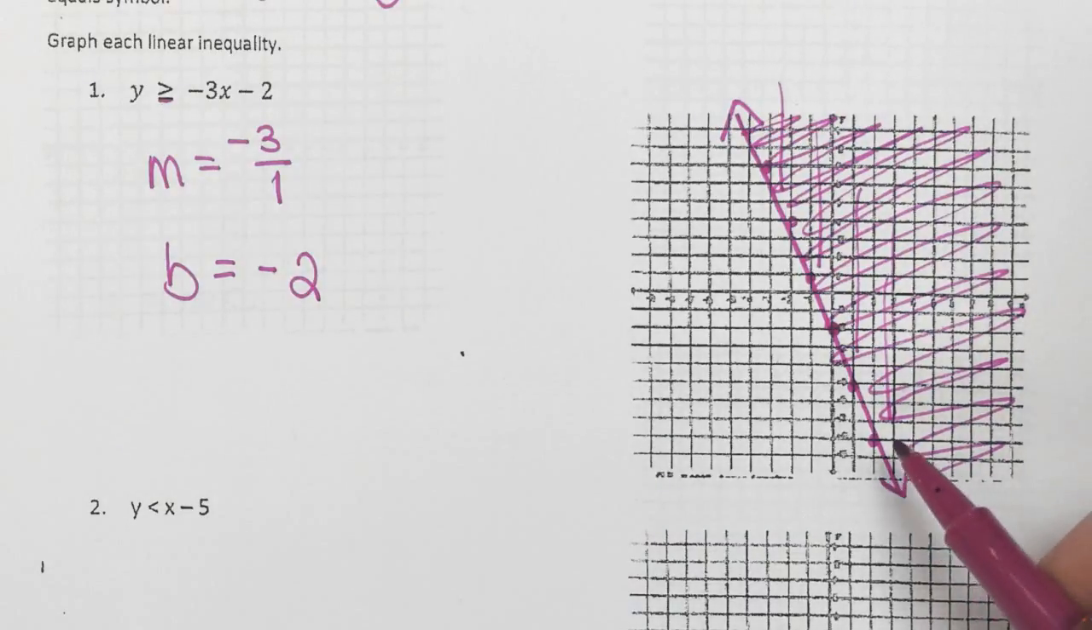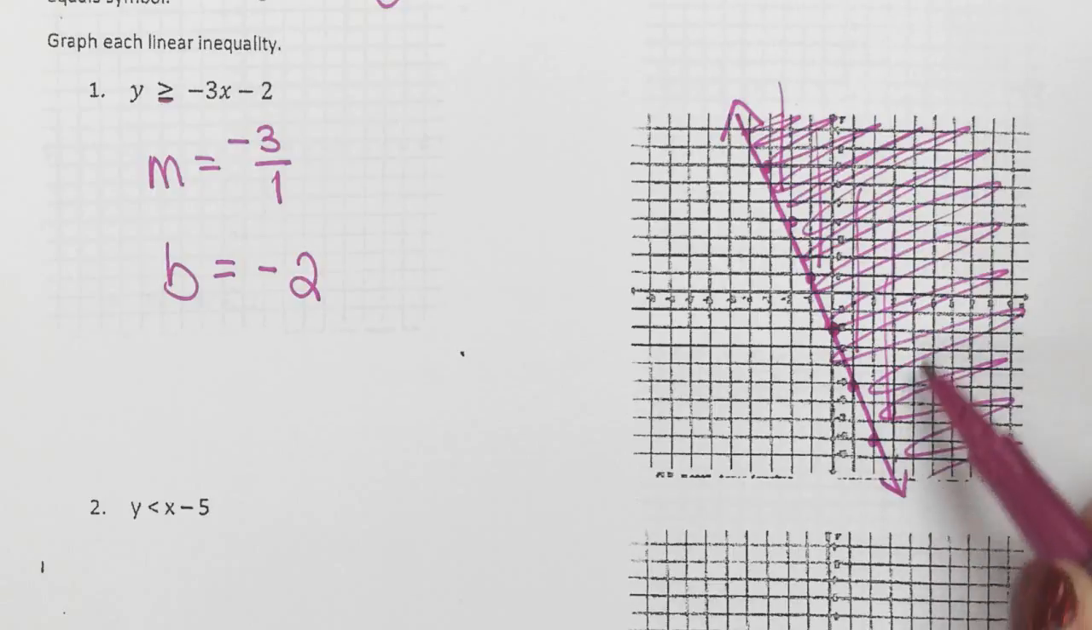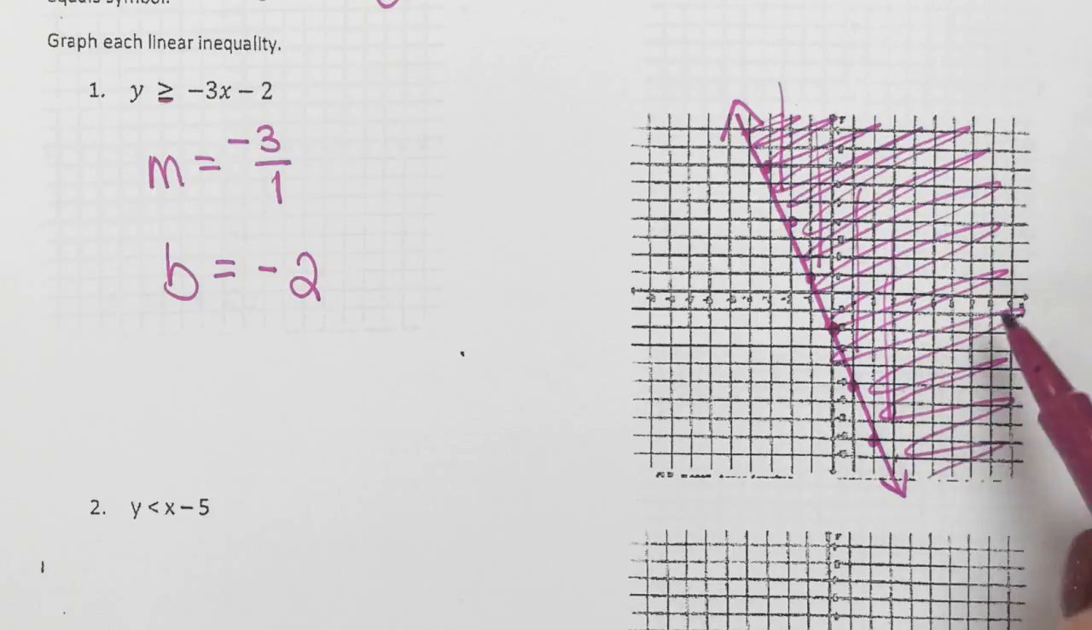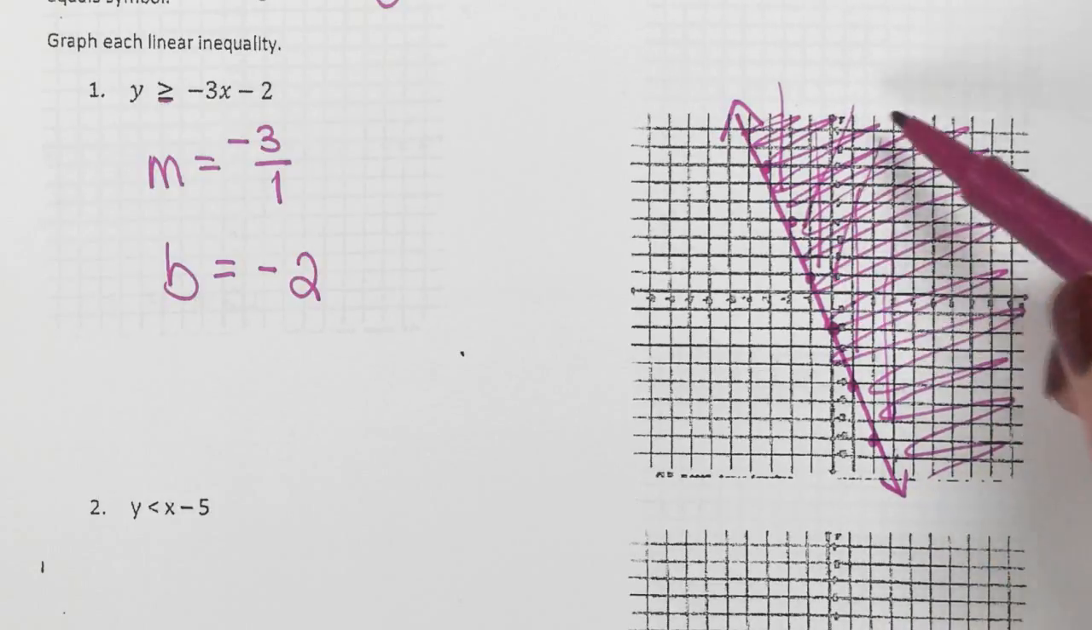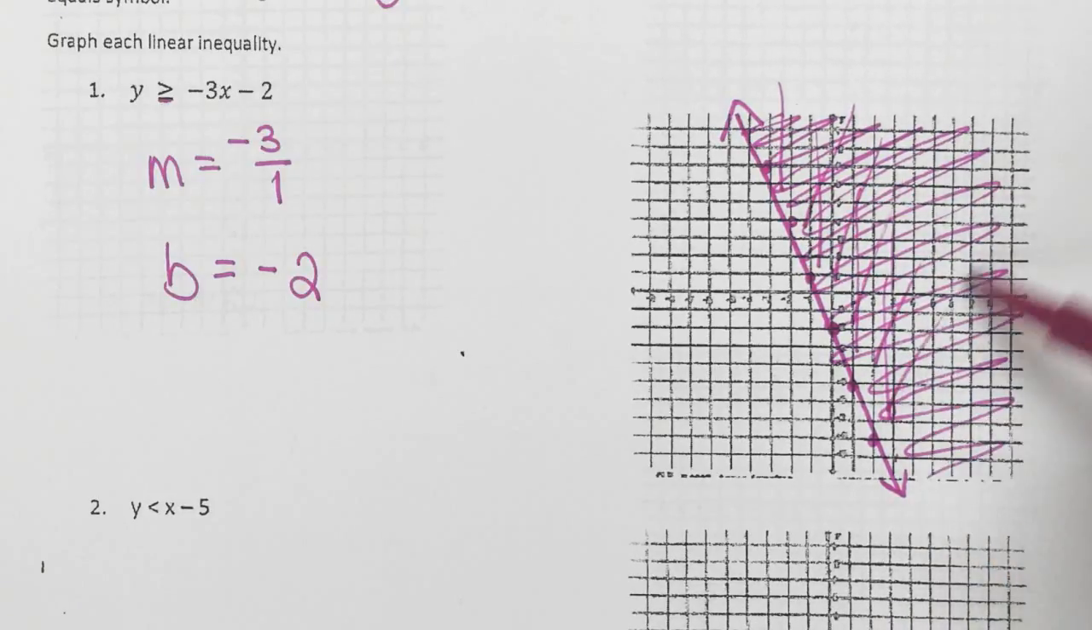But no, you're looking at your y's. Your y's are going above that line. Your y's are still above that line. That's why I'm saying draw those lines up like this first. That way it's easier to see.